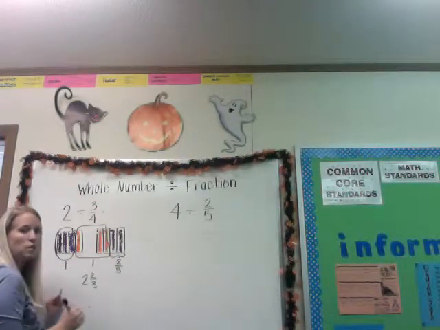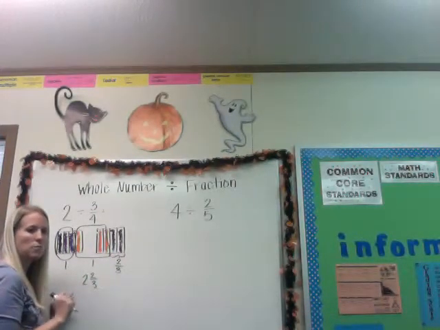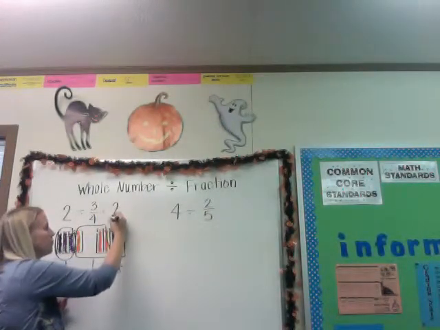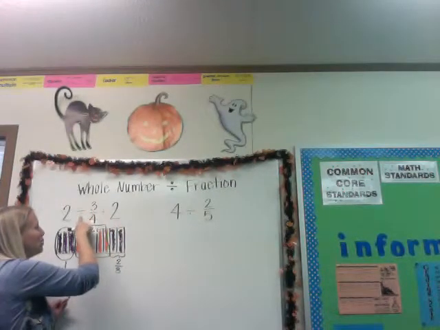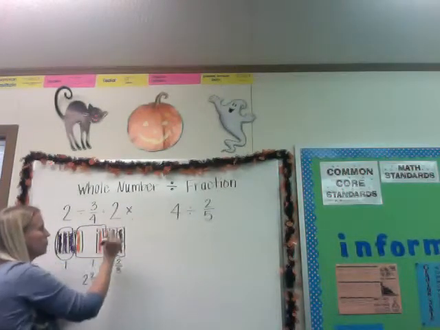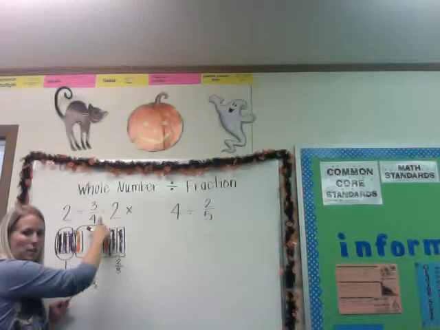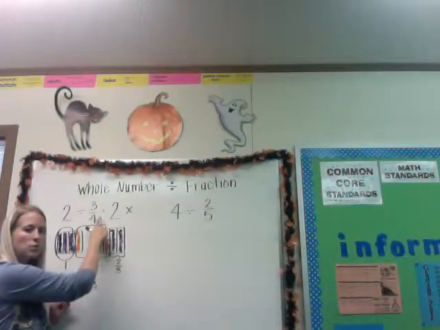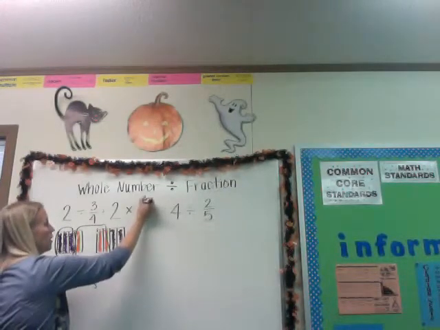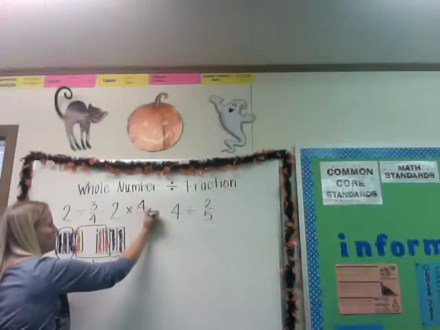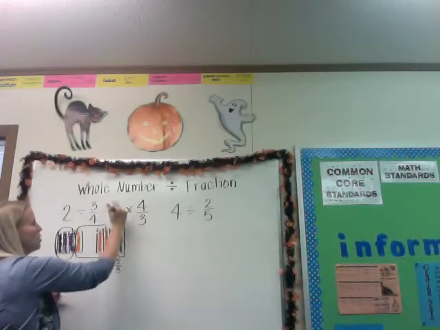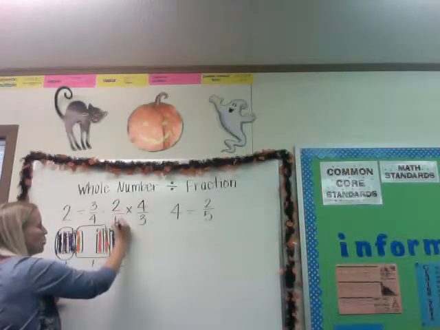So remember, dividing by a fraction is the same thing as multiplying by its reciprocal. So my 2 is going to stay the same. My division sign is going to change to a multiplication symbol. And my fraction, I need to take its reciprocal, 3/4. If I take its reciprocal, I'm going to flip the numerator and denominator. So if I flip them, I would have 4 over 3.